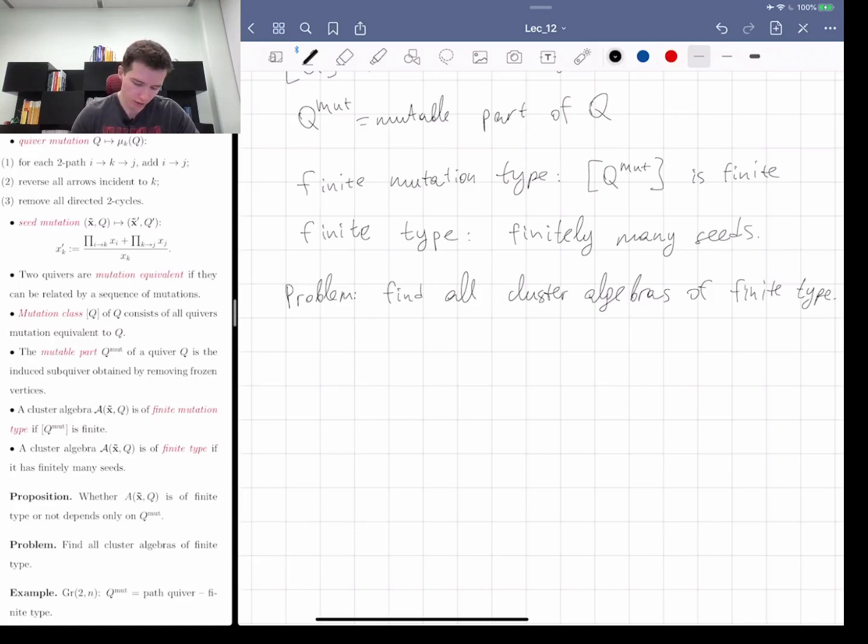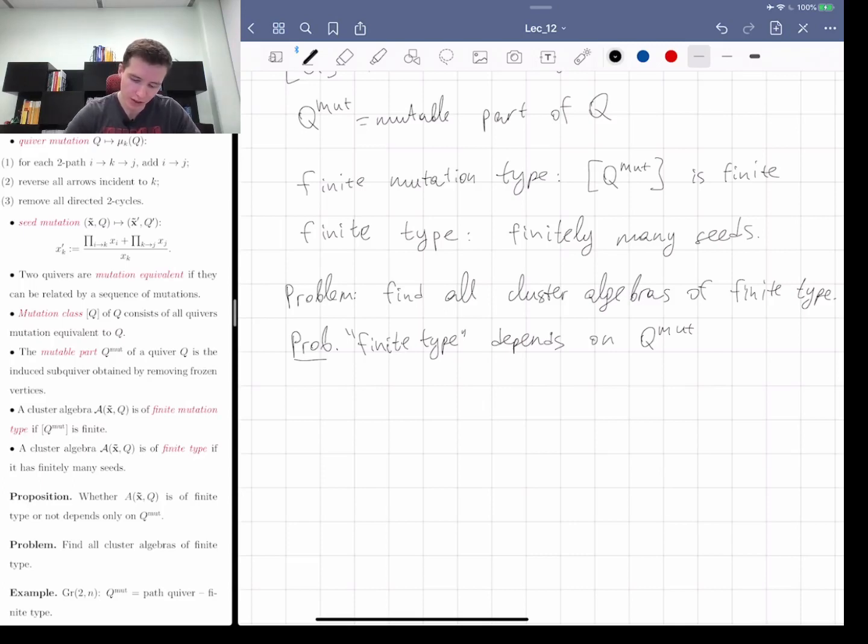By the way, it's not obvious, but it's true that the property of being finite type only depends on the mutable part of your quiver, not on the seed, not on the frozens, but only on the way the mutable vertices are connected by arrows.